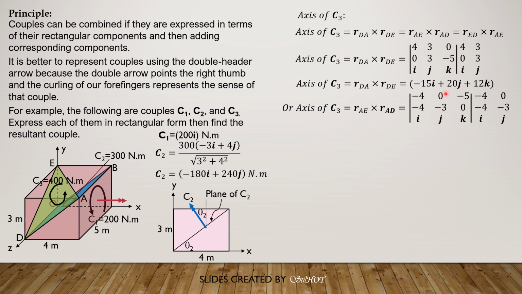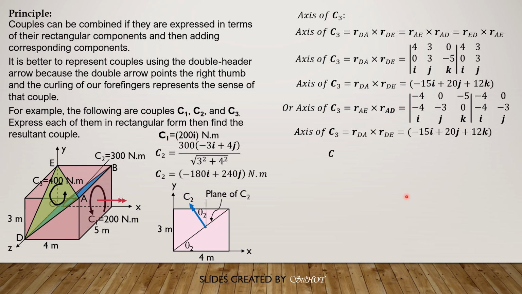So if we expand, we have 0i, then minus negative 3 times negative 5. So that's negative 15i. Then for j, negative 5 times negative 4 is positive 20j, and minus 0. Then for k, negative 4 times negative 3 is positive 12k, and 0 minus 0. So it's the same, negative 15i plus 20j plus 12k.